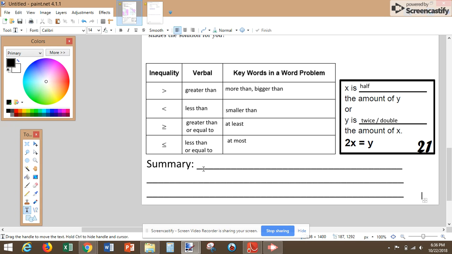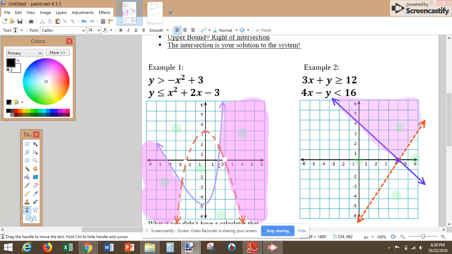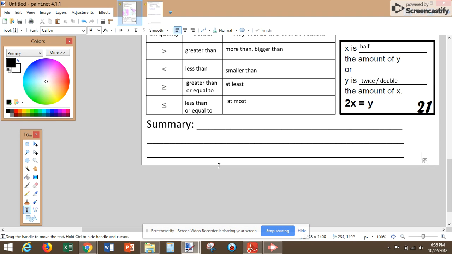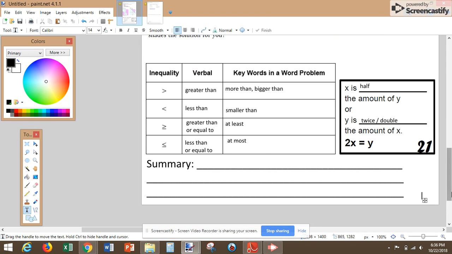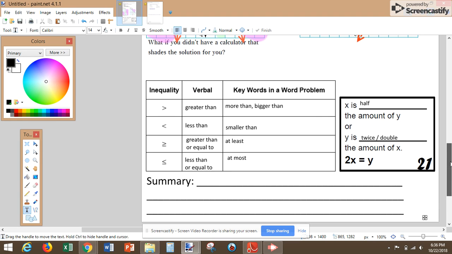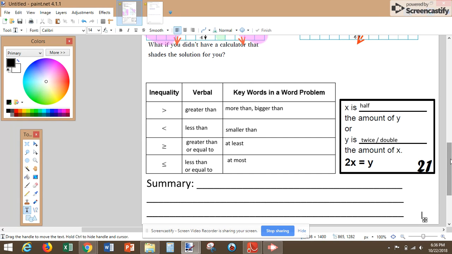Okay, at the bottom of your page, go ahead and summarize this page for me. Write these in your own words so that it will help you better absorb the material.